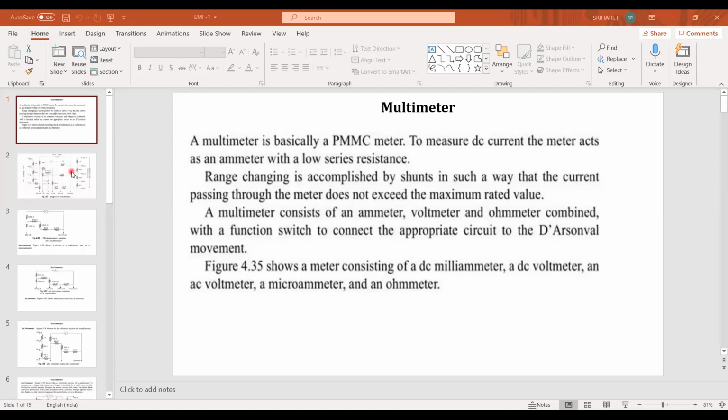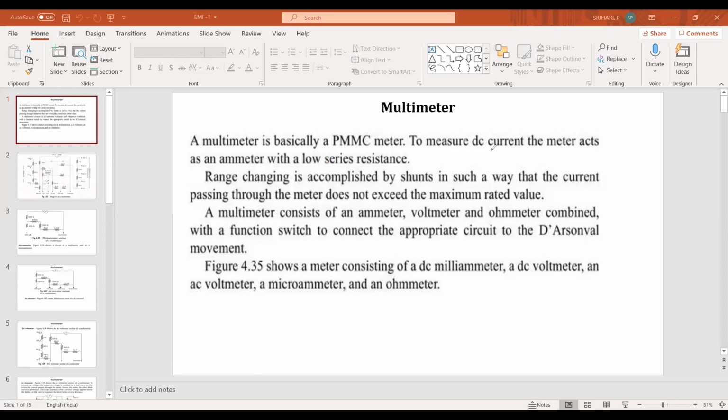The last topic for this unit is multimeters. This is the analog type of multimeter. This multimeter is basically a PMMC meter only. We are going to use this PMMC meter to measure DC current. The meter acts as an ammeter.